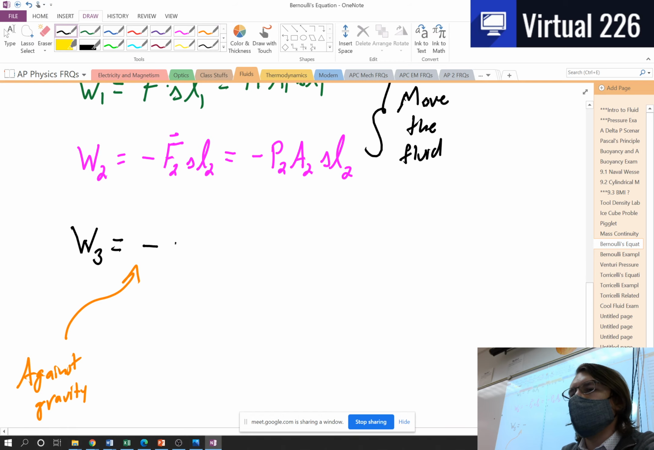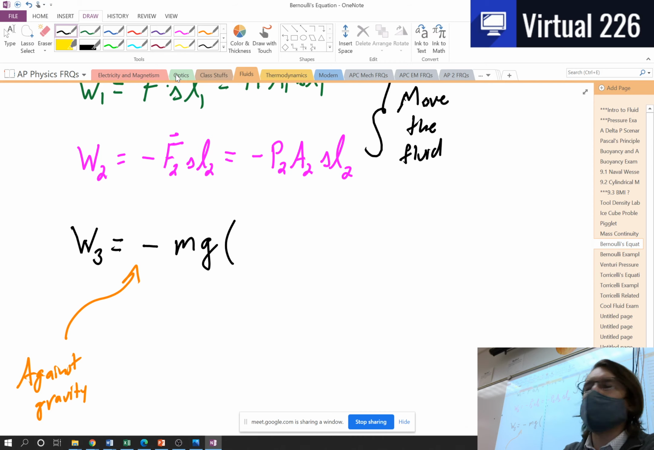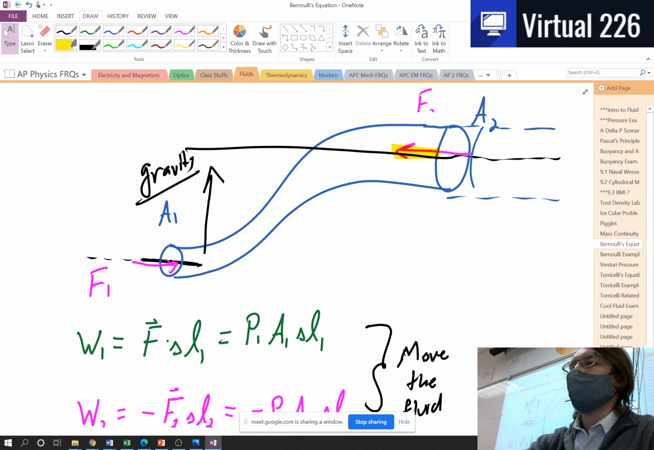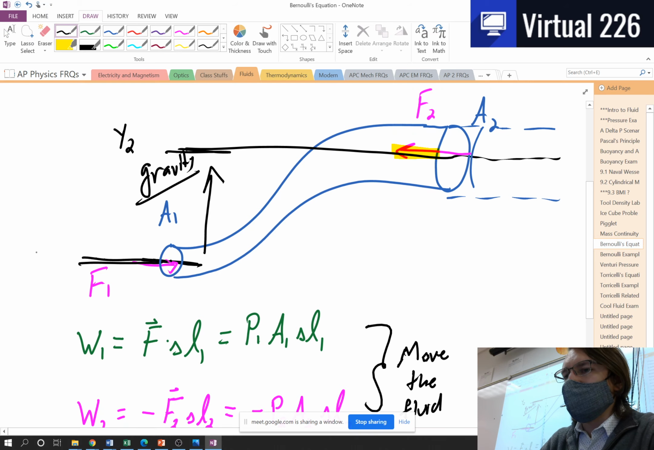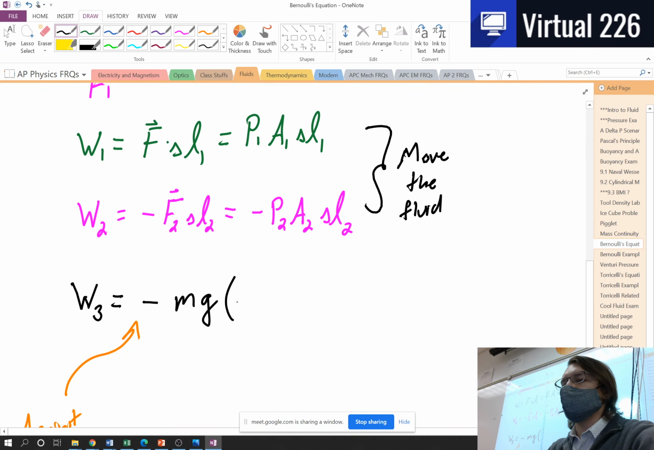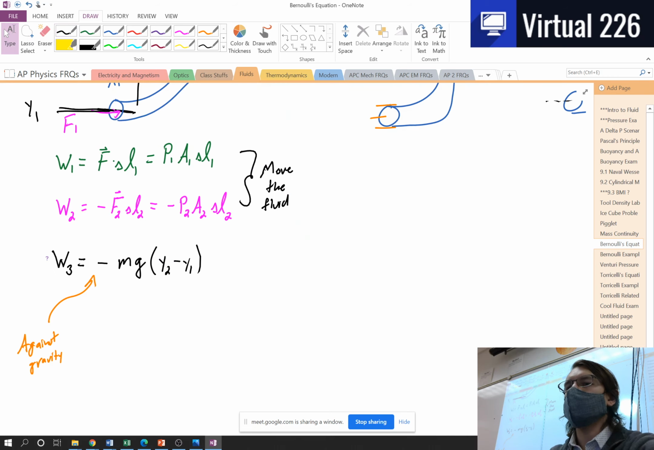And now if we do this, we know this is going to be mass times gravity, and then the delta H here, or we're going to call it for this scenario delta Y. We're going to call up here, up top, Y2. We're going to call down here Y1. So the change in position, final minus initial, is going to be Y2 minus Y1. That's our delta Y. Okay, so we've got work 1, work 2, and work 3.